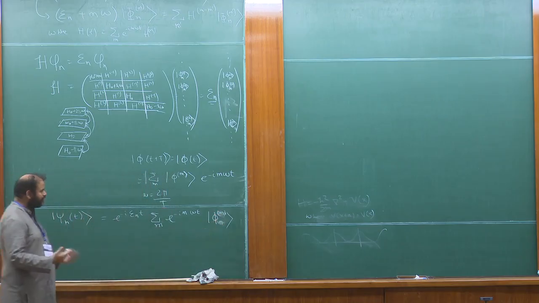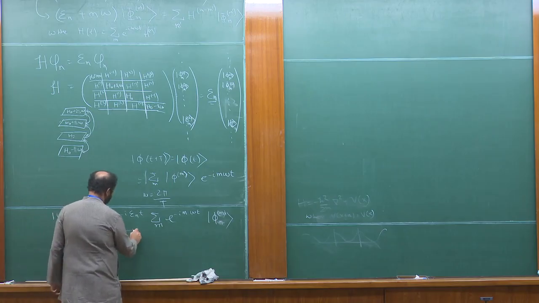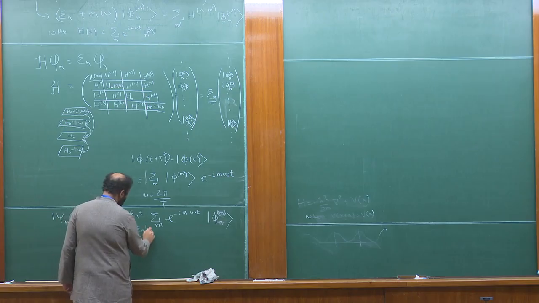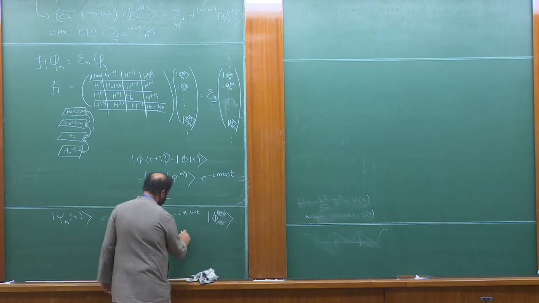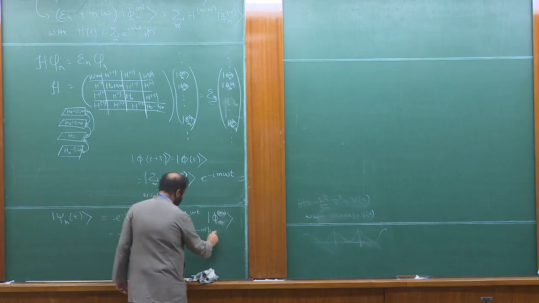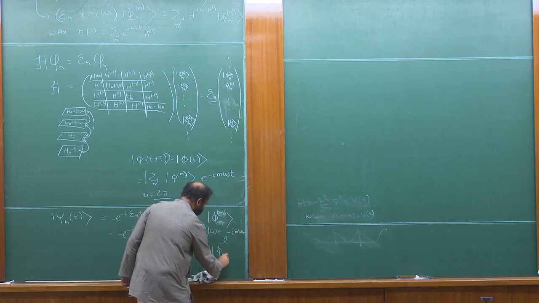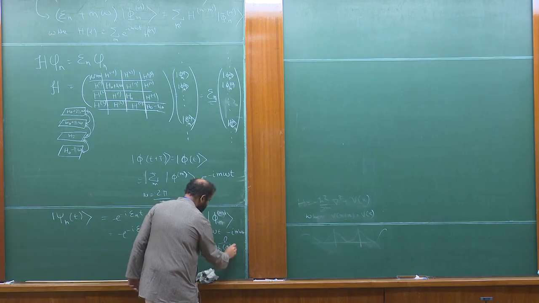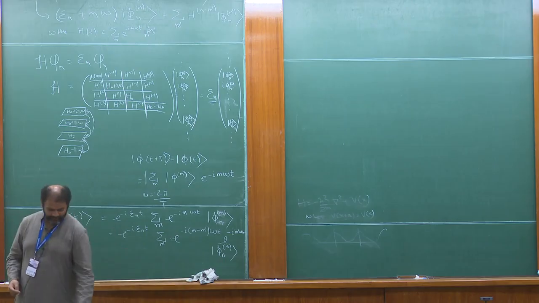Now I can easily do the following. I can write this as e^{-iε_n t} sum over m e^{-i(m−m′)ω t} e^{-i m′ ω t} φ_{n,m}. Okay, there's nothing special here.